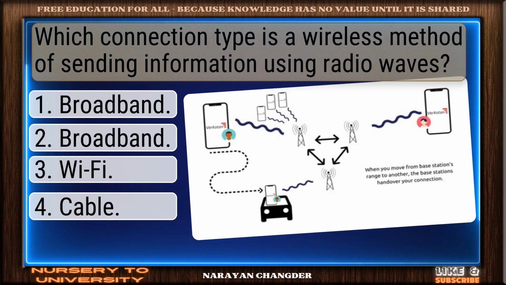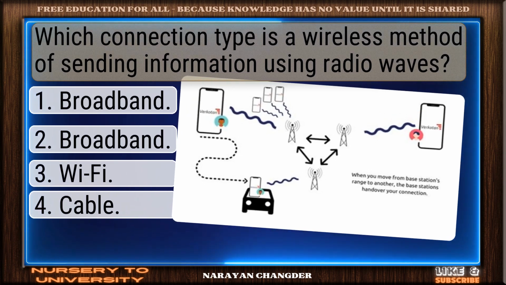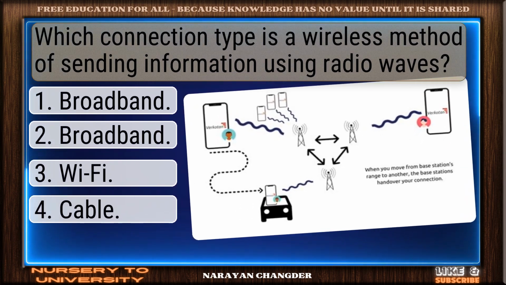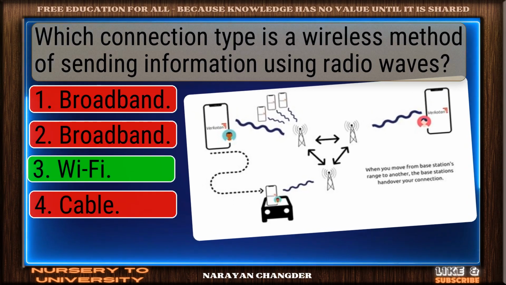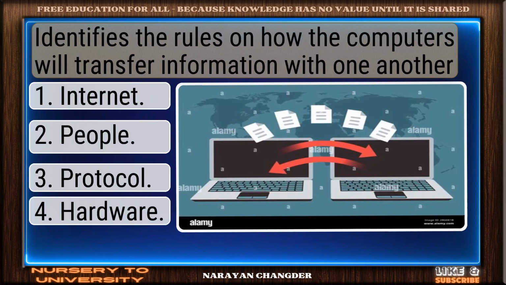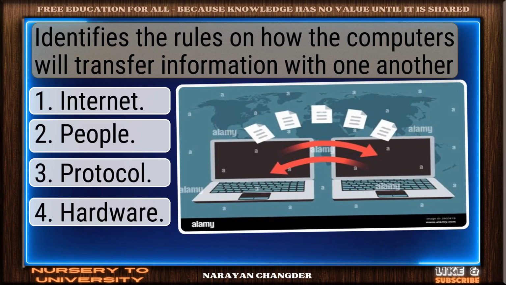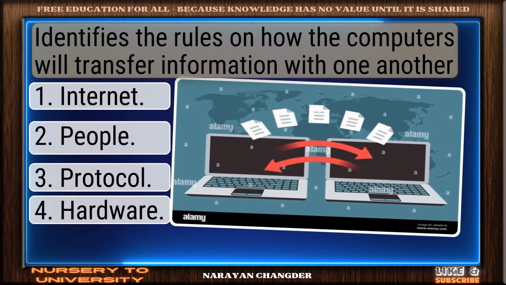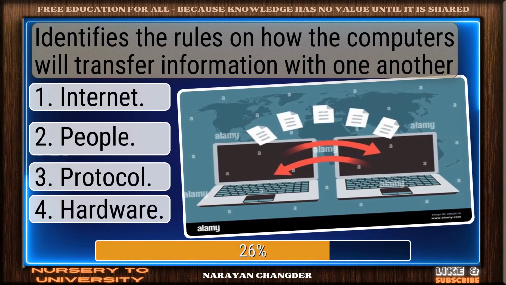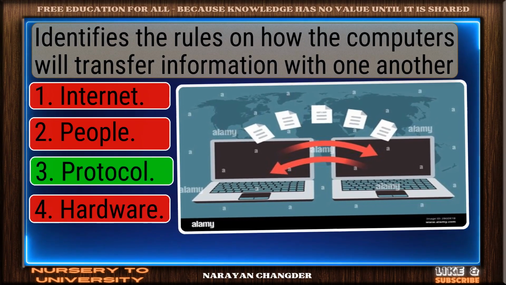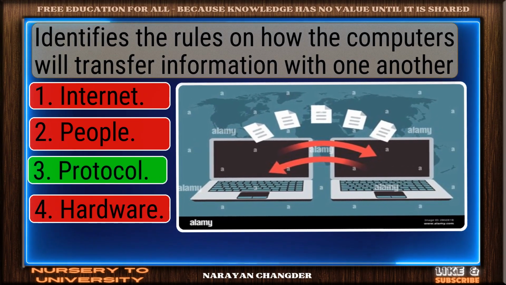Which connection type is a wireless method of sending information using radio waves? Great thinking. Wi-Fi is right. Identifies the rules on how the computers will transfer information with one another. Perfect. Protocol is the one.